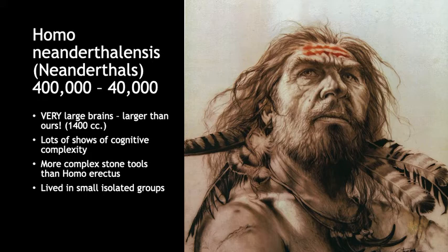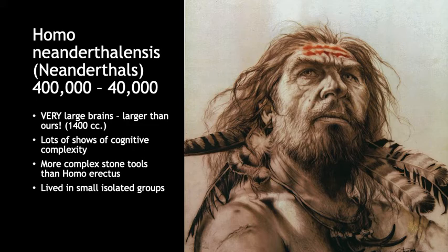Now, they do actually show a lot of signs of cognitive complexity. So they do show signs of art. They do show signs of body decoration. You can see here this individual in the picture is probably not a bad representation of a Neanderthal individual. So they did use feathers for decoration. They did use ochre, and they did actually use eagle talons as decoration.